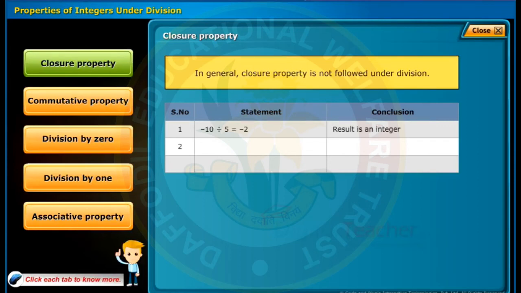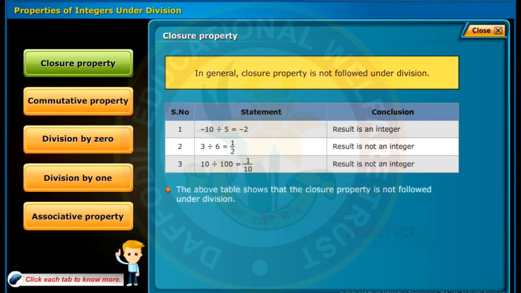In the second statement, when 3 is divided by 6, the obtained result is 1 by 2, which is not an integer. Similarly, the last statement is not an integer. The above table shows that the closure property is not followed under division.